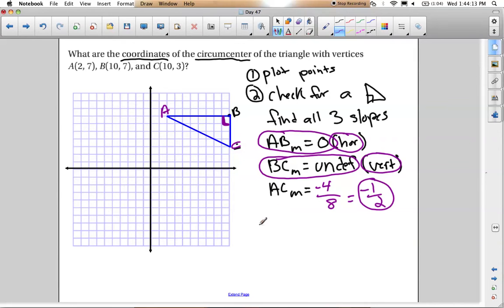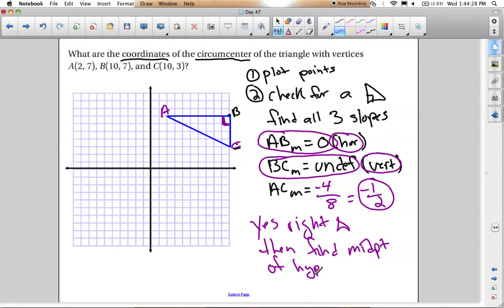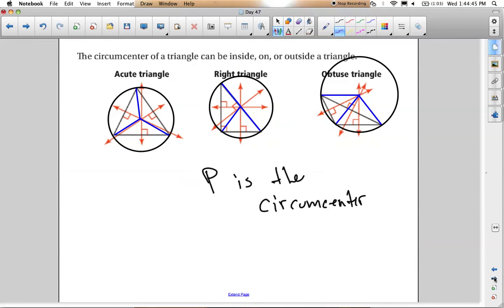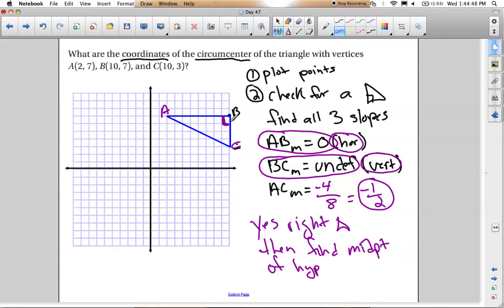So now that we have a right triangle, yes, right triangle, then find the midpoint of the hypotenuse. Because, by definition, the circumcenter, again, I'll go back to the slide, right here. Right triangle, the circumcenter is on the midpoint of the hypotenuse. So that's why I'm finding the midpoint of the hypotenuse, because I have a right triangle.